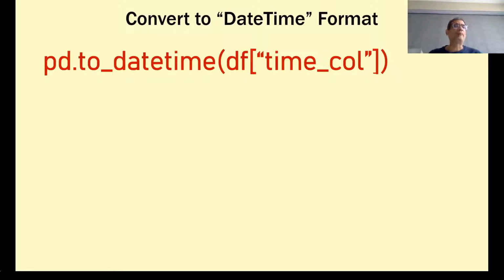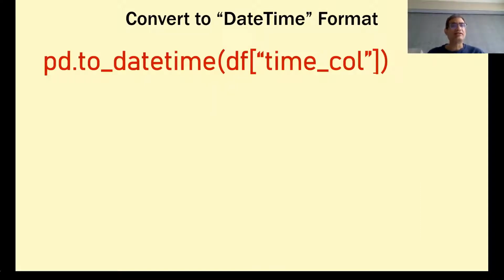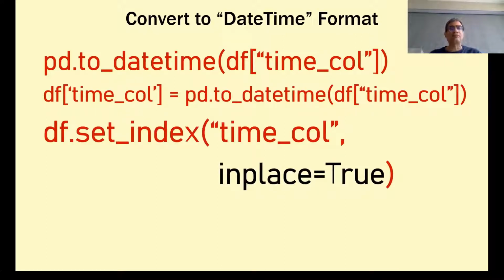First, there's a shortcut called pd.to_datetime. As the name says, it converts to datetime. There is a special format in Pandas, in Python, called datetime. We are going to take our time column, which usually is a string, a dtype object, and convert it to a datetime format. If you like, you can even overwrite it: df of my time column equals pd.to_datetime of df of this time column. What was a string is now becoming a datetime column. And then, of course, we can set this column to be the index.